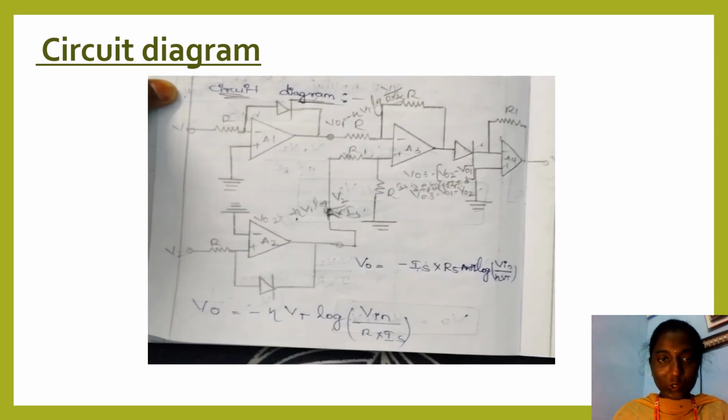Now coming to the circuit diagram, this is the representation of the circuit diagram. We already saw the block diagram. So this is the log amplifier, subtractor, and this is the anti-log amplifier. This is the circuit diagram of the anti-log amplifier.